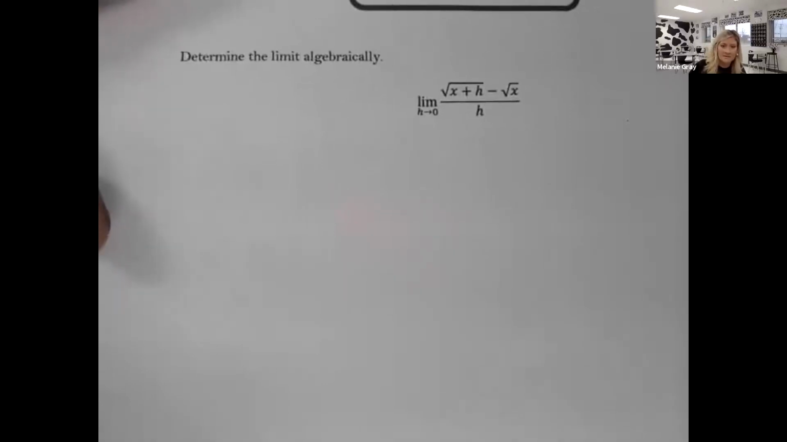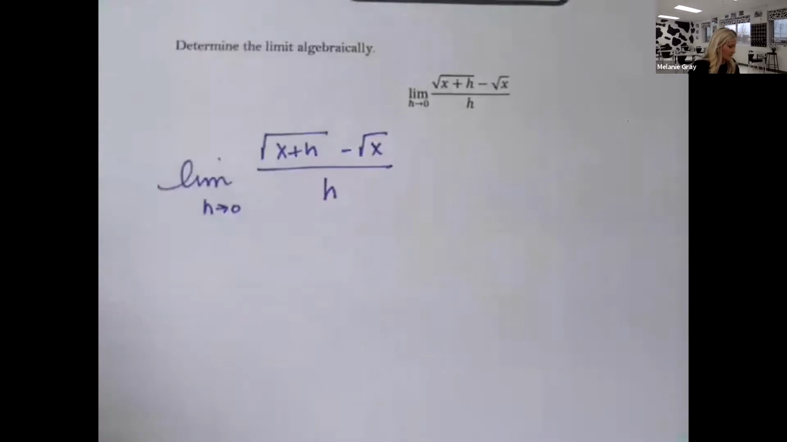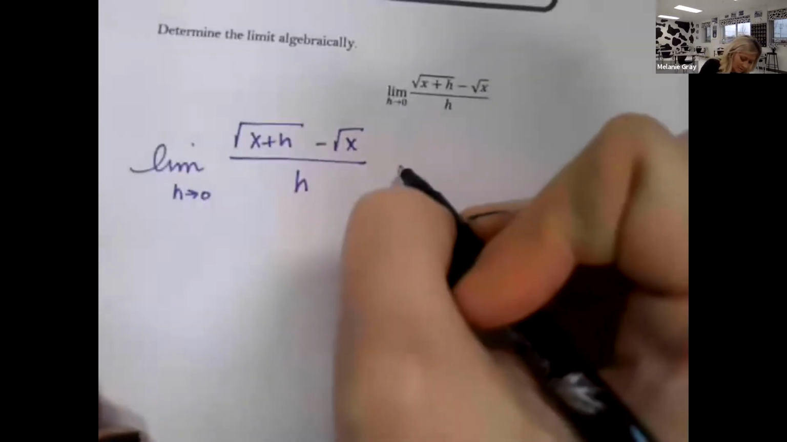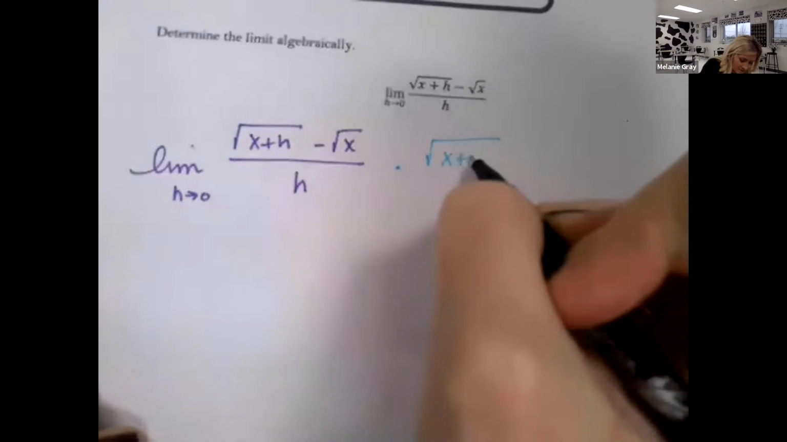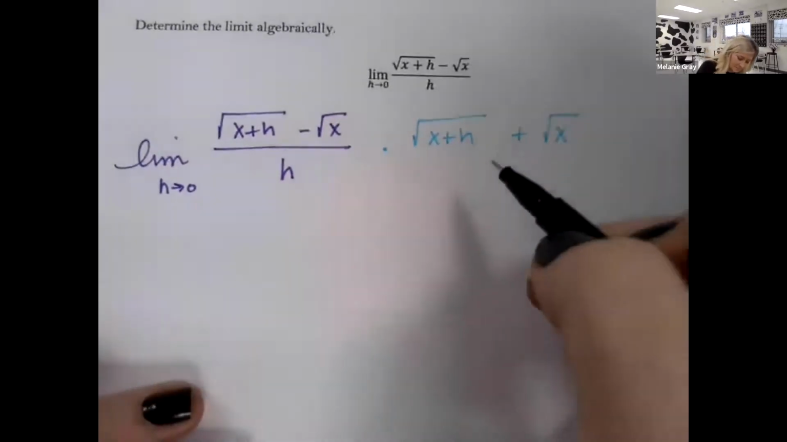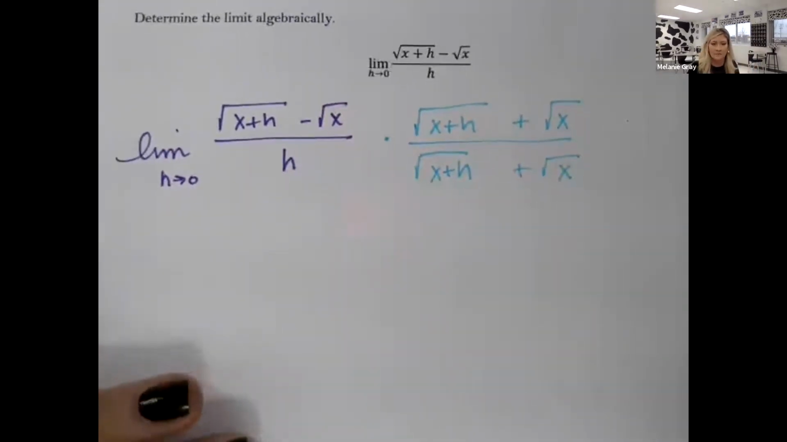So for this limit, the first thing that I'm going to do is multiply by the conjugate of the numerator, which means I'm going to change the sign in the middle to a plus. So I'm going to say the limit as h approaches 0 of the square root of x plus h minus the square root of x, all over h. And I'm going to multiply the numerator and the denominator by the conjugate of the numerator. I'm doing this because when I tried direct substitution, I got indeterminate form, and we're asked to compute this algebraically.